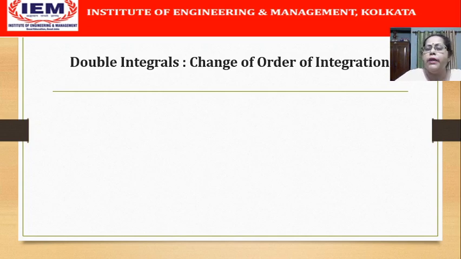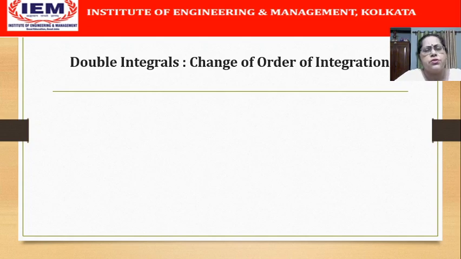So what does it mean? As the name suggests, it means that we will reverse the order of integration. That means in a problem, if you are asked first to integrate with respect to x and then with y, we will do it in the reverse way. We will first integrate with respect to y and then with respect to x, or vice versa.